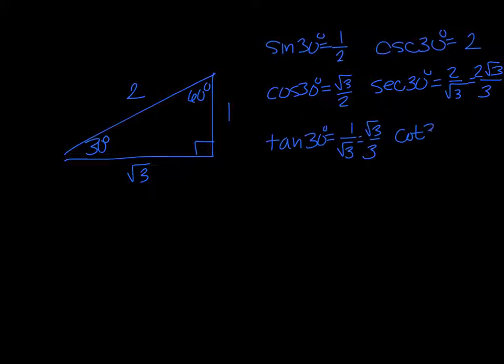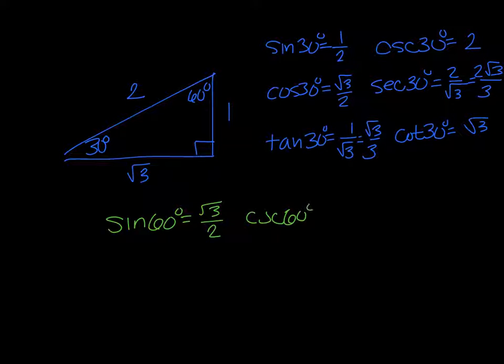And cotangent of 30 degrees is adjacent over opposite, which is just 1, so it's just root 3. Now I also have to worry about the 60 degrees. So now I have sine of 60 degrees is opposite, root 3, over hypotenuse 2. And then the cosecant of 60 degrees is, I flip that over, and then I have to rationalize it. So then I get 2 root 3 over 3.